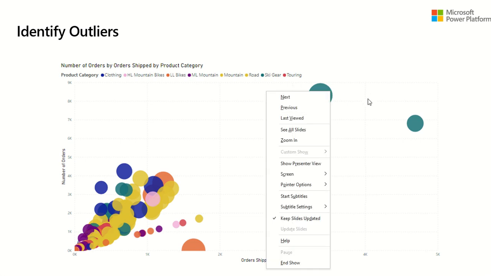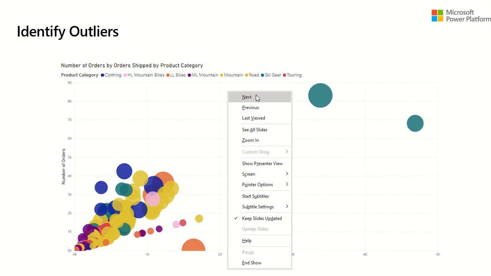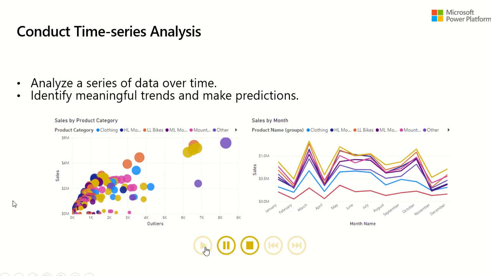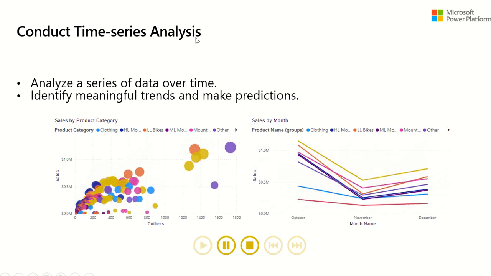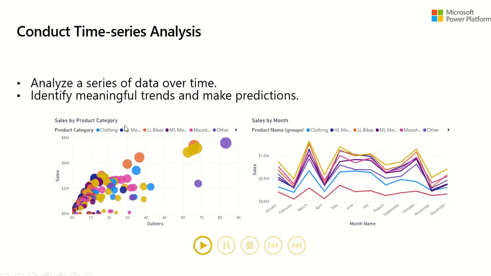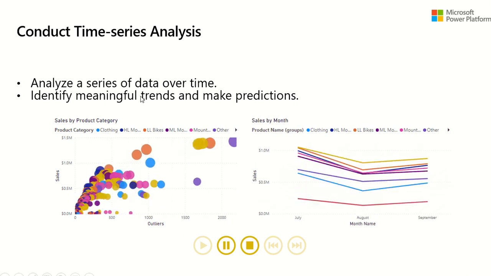And then we can investigate why do we have more of this being shipped. So we can see orders being shipped, that these two are far more shipped than the other product categories. They are not within the same range. All right, we can conduct statistics analysis here that will help us to analyze series of data over time.